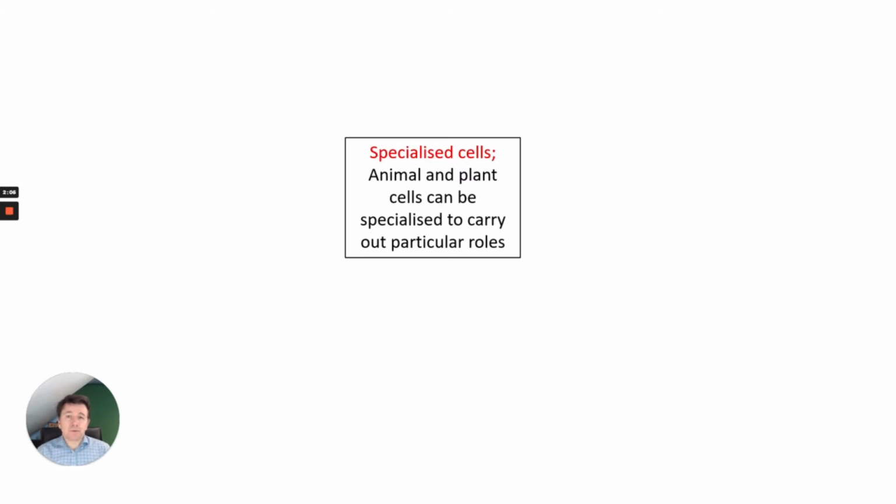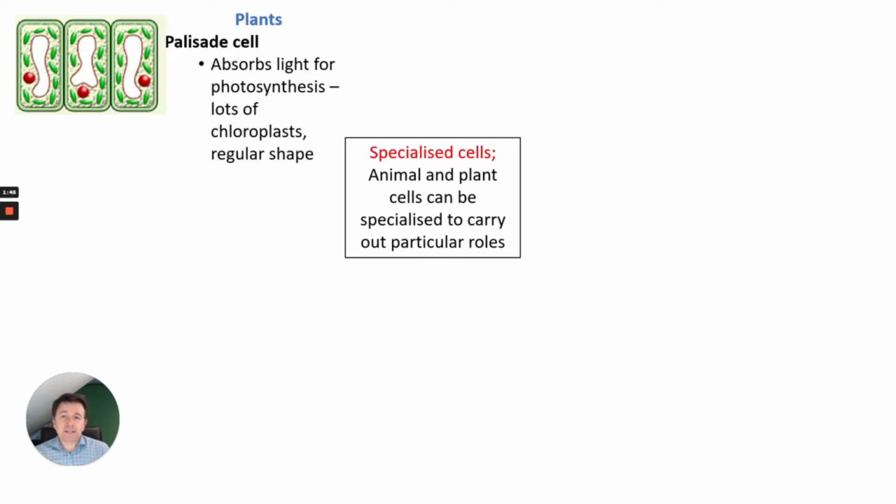You'll also be expected to learn about specialized cells. So these are cells that are differentiated to become specialized to do a particular function or role. And there are quite a few cells that you need to know about. So I'm going to go through them in turn, but you might need to go through this part of the video again afterwards. So firstly, in plants, we've got what we call palisade cells. Those cells are found at the top of the leaf and they absorb light for photosynthesis. One of the key things that they have is lots of chloroplasts, and they also have a regular shape. The reason they have chloroplasts is to allow them to photosynthesize.